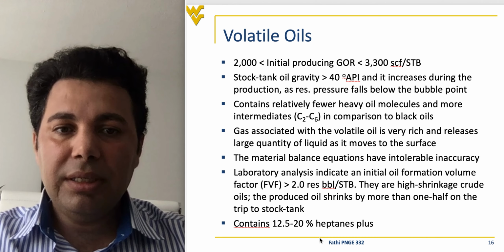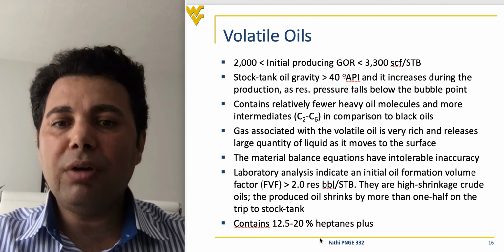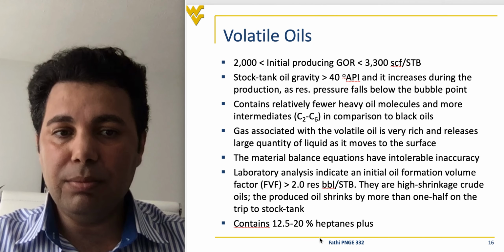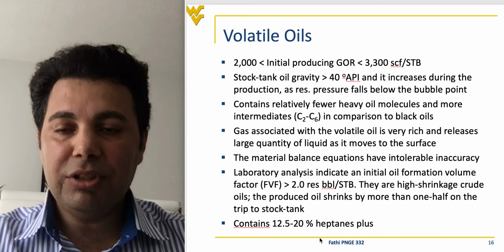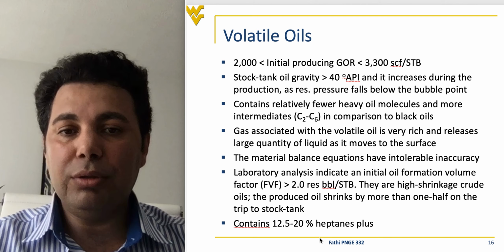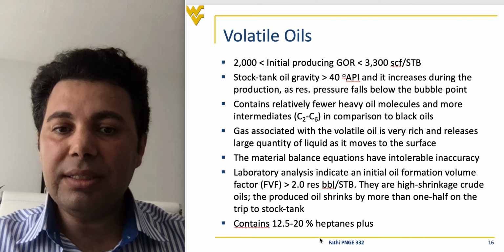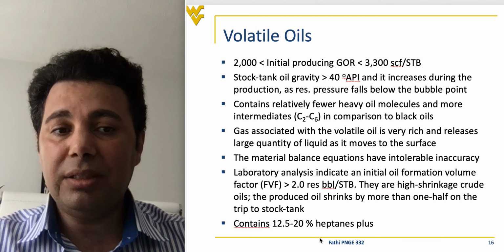Another property is, as I said, the light components. You have more of an intermediate, like C2 to C6 components in the case of volatile oil, which leads the phase envelope to shift toward the left compared to the black oil reservoirs. And if I look at the formation volume factor, in this case, the formation volume factor is greater than 2.